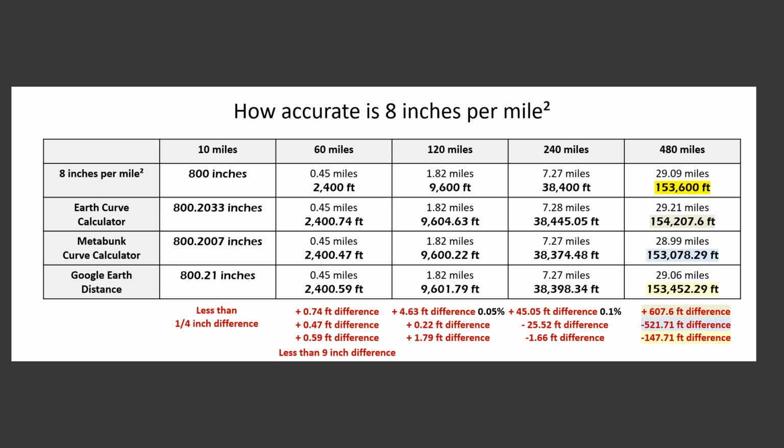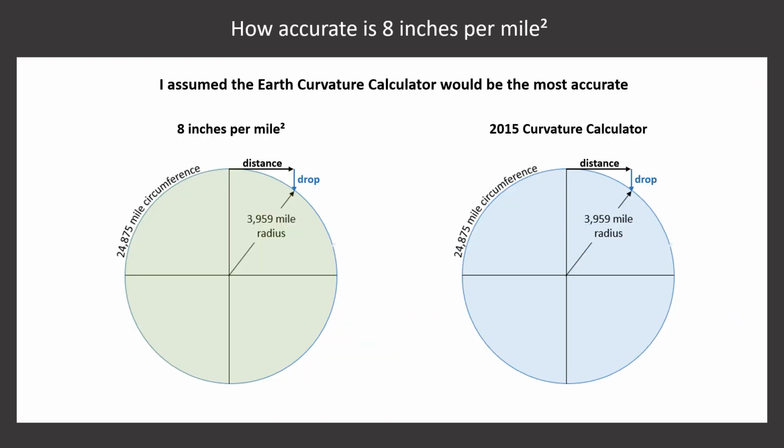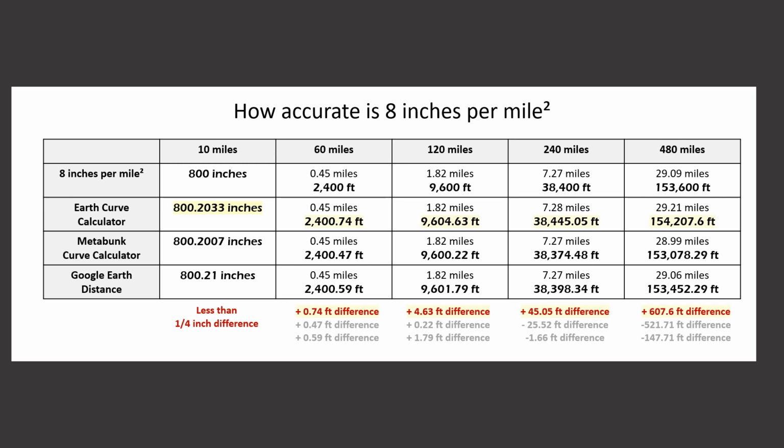For 480 miles, it's not surprising that again, the Earth curve calculator has the largest difference at plus 607.6 feet, and again, both the Metabunk and Google Earth are in negative territory. But again, we still have a very small 0.4% difference for the Earth curve calculator. Now to be honest, before I started these calculations, I assumed that the Earth curvature calculator would be the most accurate, because I thought that the drop for 8 inches per mile squared was also measured perpendicular to the horizontal tangent line. But the Earth curve calculations were actually the least accurate when compared to 8 inches per mile squared.